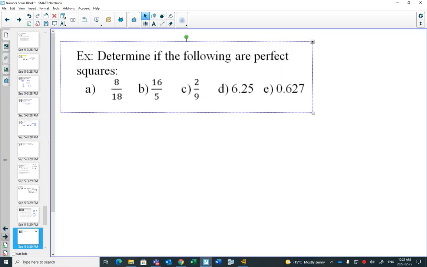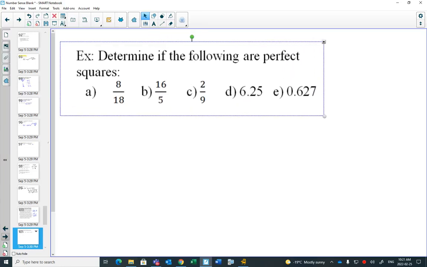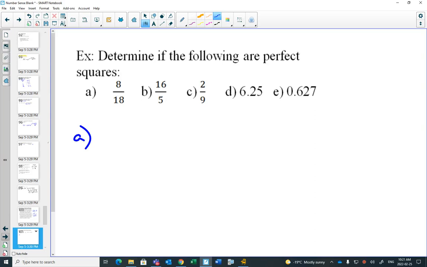So to find out if something's a perfect square, if it's a fraction, first of all, you reduce it to lowest terms. Is 8/18 reduced to lowest terms? No. I can reduce 8/18 to 4/9. And since 4/9 is equal to 2/3 times 2/3, this one is, yes, a perfect square.